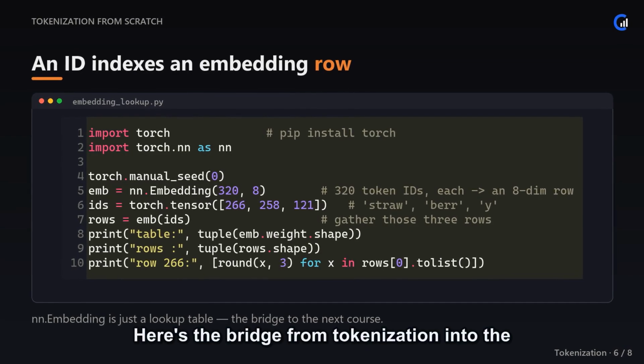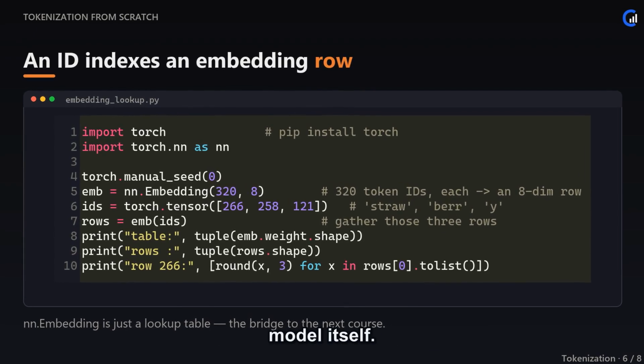Here's the bridge from tokenization into the model itself. An embedding is nothing more than a lookup table, 1 row of learnable numbers per token ID. We make one with 320 rows, each 8 numbers wide. When we feed it the IDs for our strawberry tokens, it simply gathers those rows. No arithmetic on the ID, the integer is purely a row address. If you want to follow along, this is the only slide that needs pip install torch.